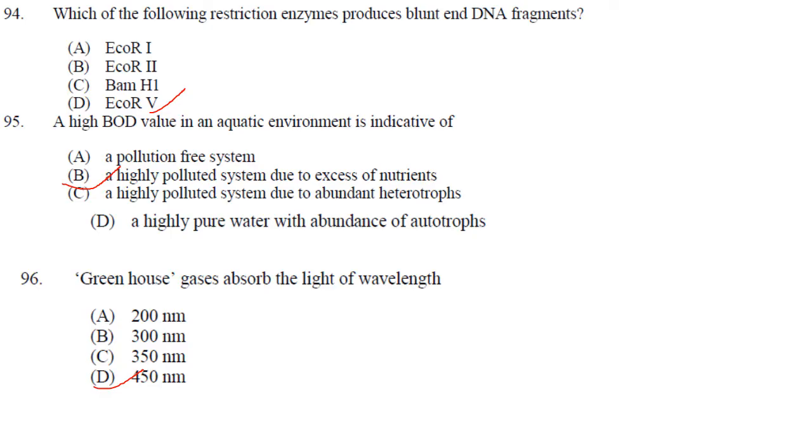Now what does it say? It is the amount of dissolved oxygen needed by aerobic biological organisms. Let us take the example of bacteria. Now bacteria require certain amount of dissolved oxygen for what? To break down organic materials present in the given water sample at specific temperature and over a specific time period. So when the sewage is high in BOD, it means that there is decrease in oxygen. Now decrease in oxygen can be seen if there is excess of nutrients. So answer is option B, that is a highly polluted system due to excess of nutrients.